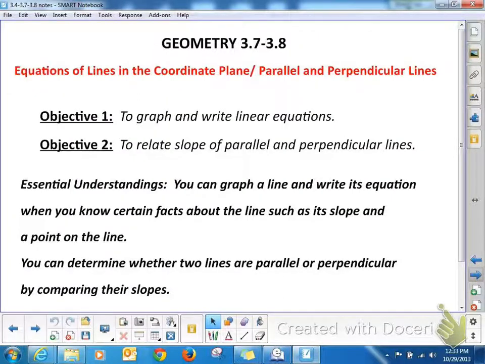So continuing on with parallel and perpendicular lines, section 3.7 and 3.8. Our objectives here are to graph and write linear equations, and our second objective is to relate slope of parallel and perpendicular lines. It's essential that you know you can graph a line and write its equation when you know certain facts about the line, such as its slope and a point on the line. You can determine whether two lines are parallel or perpendicular by comparing their slopes.